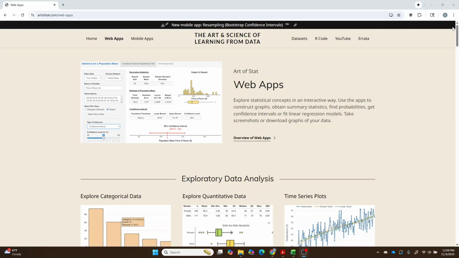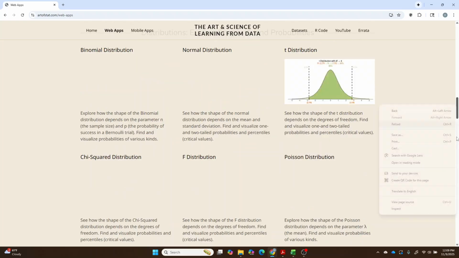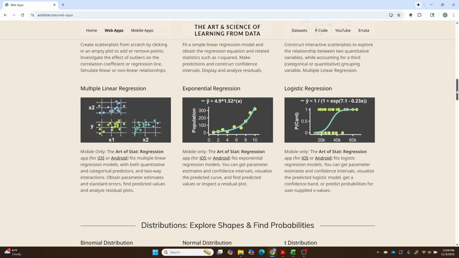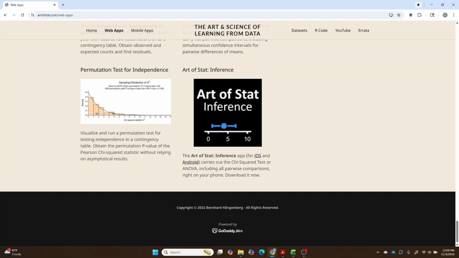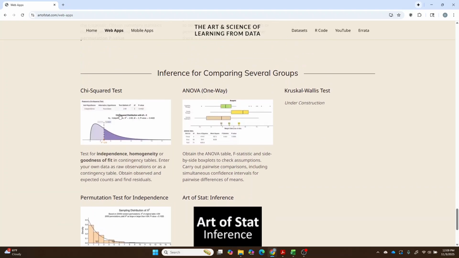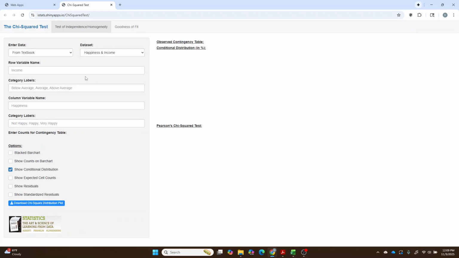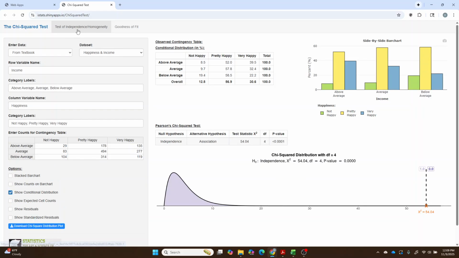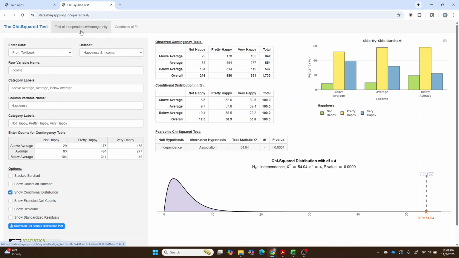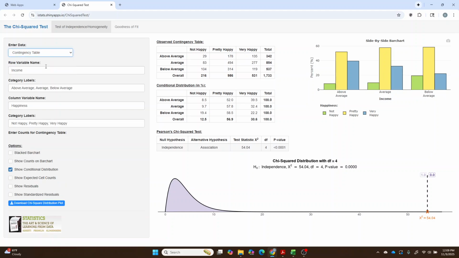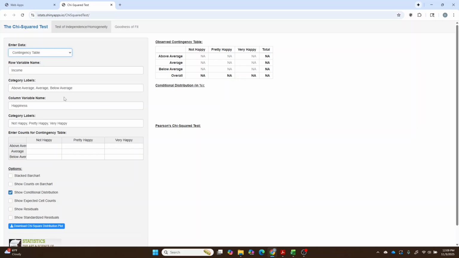So here in Art of Stat, we're going to go to Web Apps and then scroll down. I think chi-square tests are almost all the way at the bottom. Yep, here they are. And we want a homogeneity test, or in other words, a test for independence, right? So it's even telling you in Art of Stat that, hey, these things are the same, right? They're equivalent. We don't want a textbook example, we want to do our own. We've got a contingency table to enter.